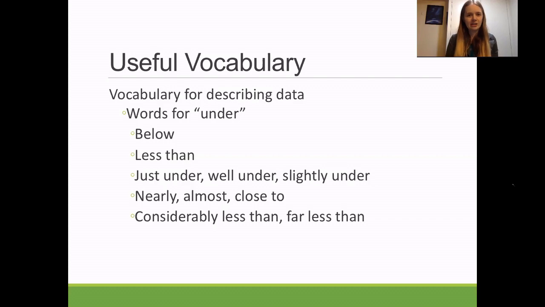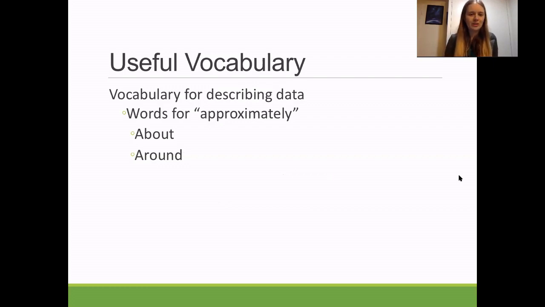So don't always say under. If you're saying under and you notice you said it 2 or 3 times, you can change that. Change it to below or less than. If it's a lot under, you can say well under. If it's just a little bit under, you can say just under or slightly under. Or you can say it's nearly something. Rather than saying under 10, you can say it's nearly 10, almost 10, close to 10. Considerably less than is a lot less, or far less is also a lot less. So think about these phrases. You can use a lot of vocabulary like this when you are describing charts.